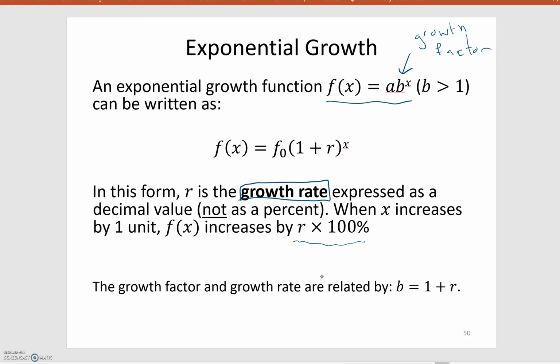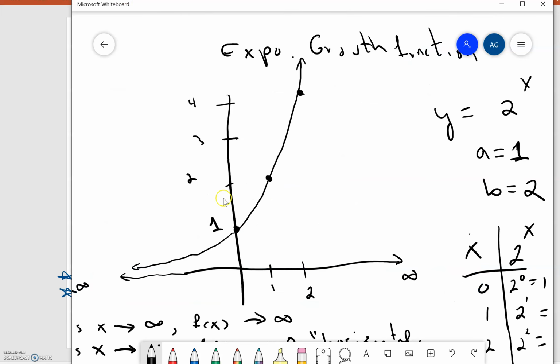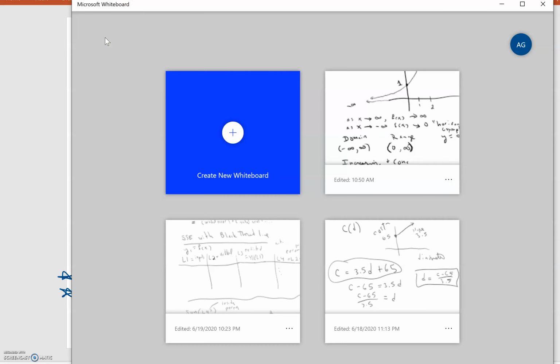So there's a connection, of course, between the growth rate and the growth factor, and it's a very important connection, and let me highlight this with some stars. So the growth factor, b, is just equal to 1 plus the growth rate as a decimal value. This may look scary to you, but I think once you see some simple examples, you'll get the idea. So let me write a few simple examples.